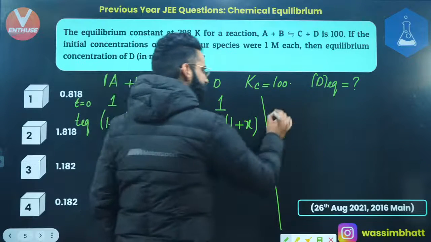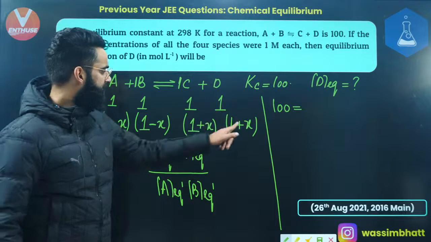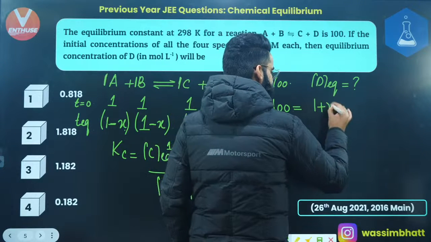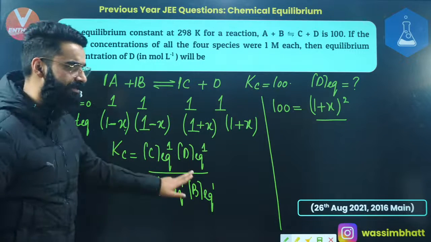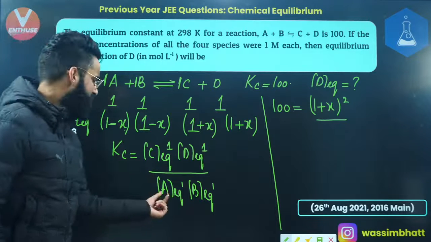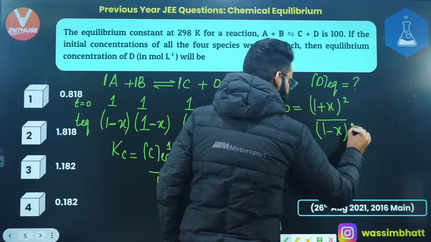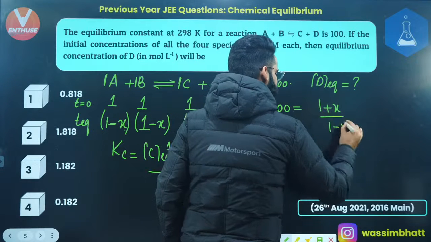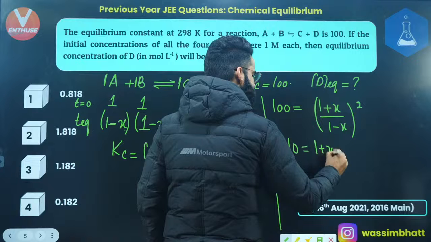Kc value as per the equation is given to me as 100, which is equal to the concentration of C at equilibrium, 1 plus X, multiplied by the concentration of D at equilibrium, 1 plus X. So that is (1 plus X) whole square, divided by the concentration of A at equilibrium, 1 minus X, and the concentration of B at equilibrium, again 1 minus X, so (1 minus X) whole square, right? Correct? So let me take the square common. I can write (1 plus X) divided by (1 minus X), whole square. If I take the square root on both the sides, it's going to be 10 is equal to (1 plus X) divided by (1 minus X).